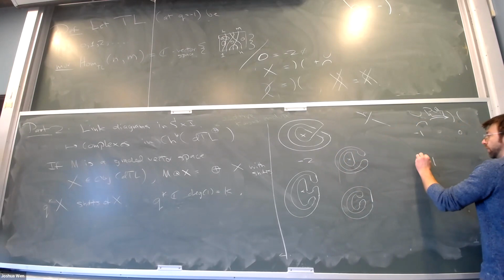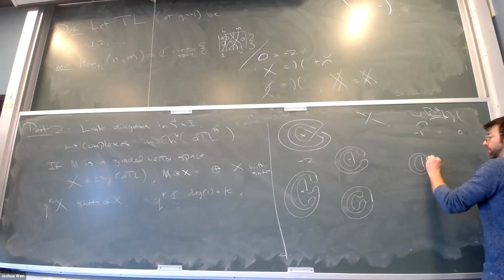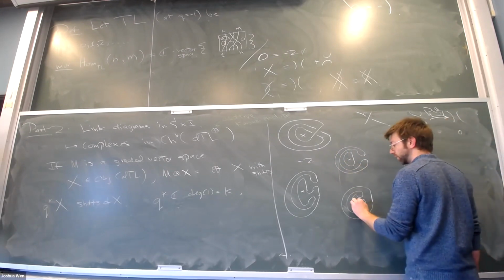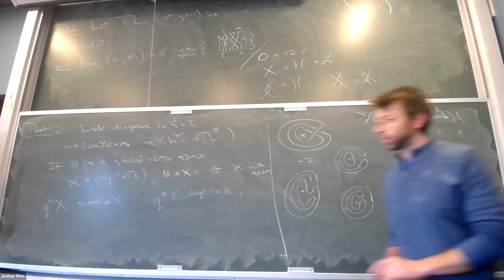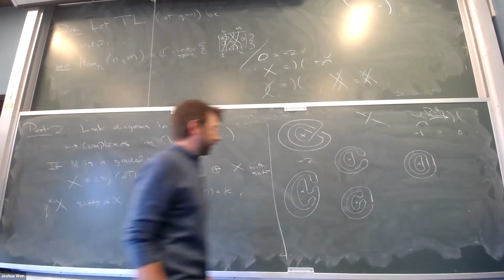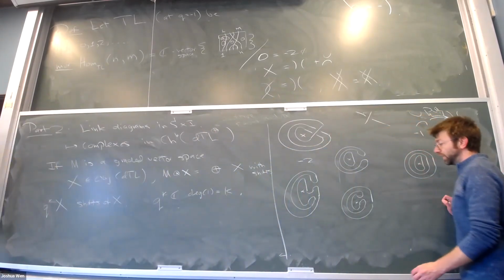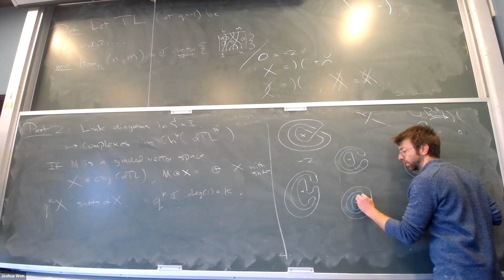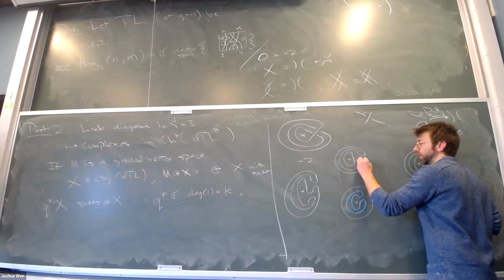So you take all four of these resolutions. Now I'm going to color the circles in each resolution. Each resolution is now a collection of circles. I'm going to color a circle blue if it is inessential. Inessential means it does not encircle the puncture. So that circle is inessential.